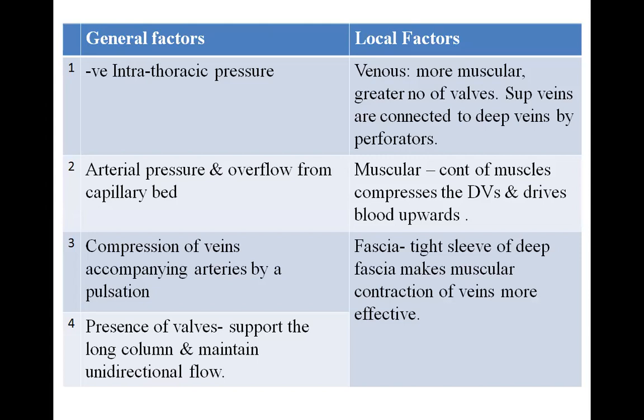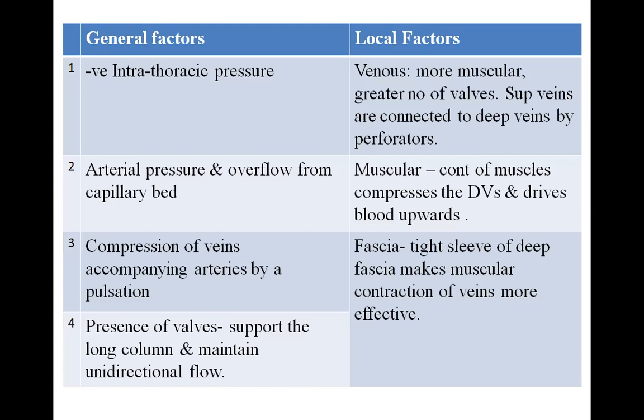So, general factors are negative intrathoracic pressure, arterial pressure, and overflow from the capillary bed. Compression of veins accompanying arteries by pulsation. You know venae comitantes, the veins which run along the main arteries. The arterial pulsation helps compress these veins. The presence of valves supports the long column of blood and maintains the unidirectional flow of blood.